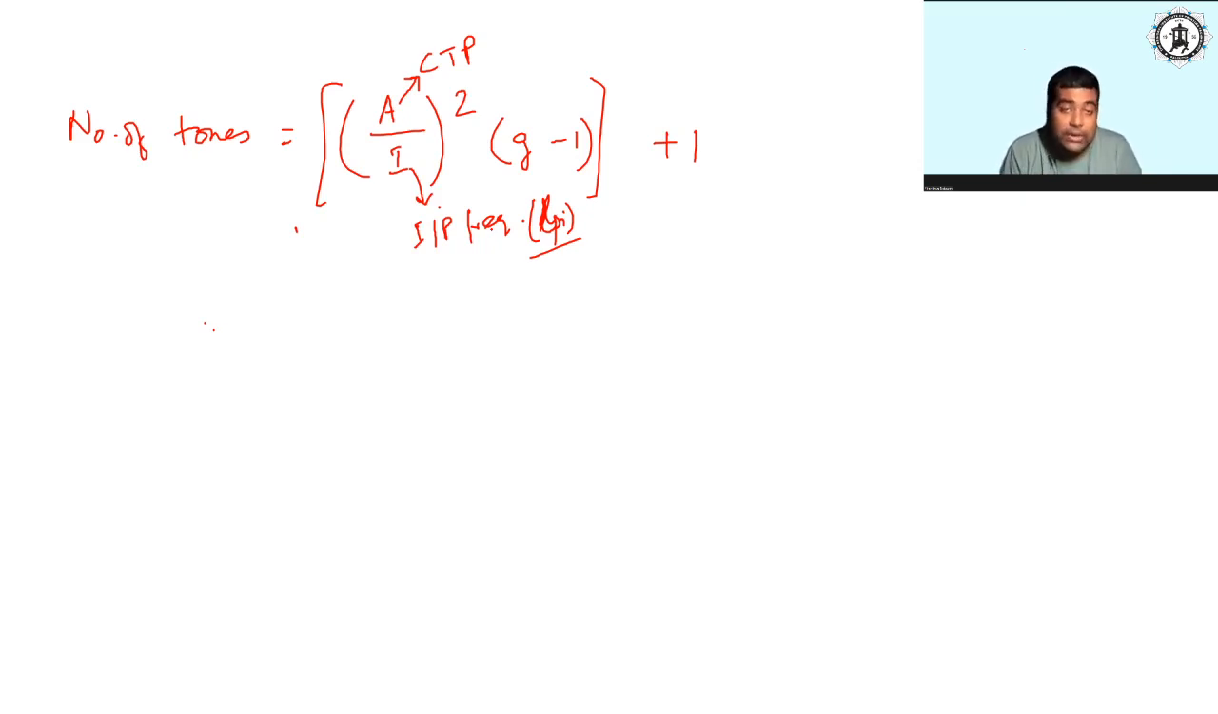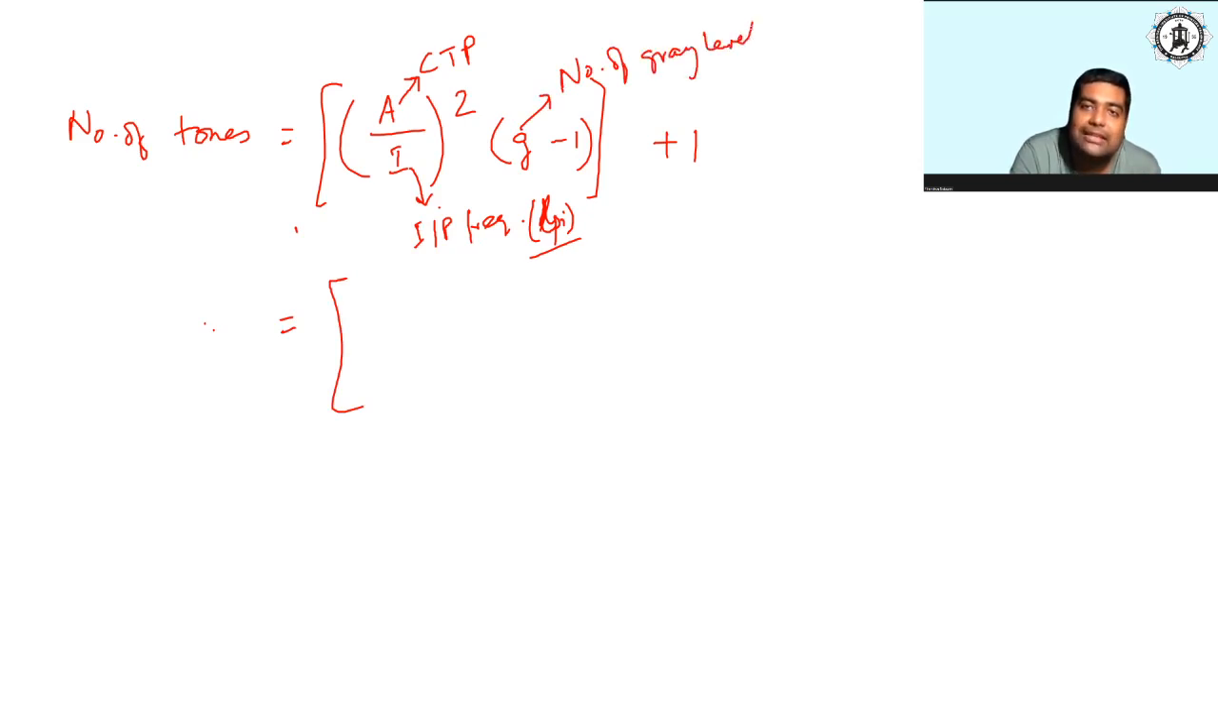Again, G is the number of gray levels. This is quite interesting. Let me address this here.